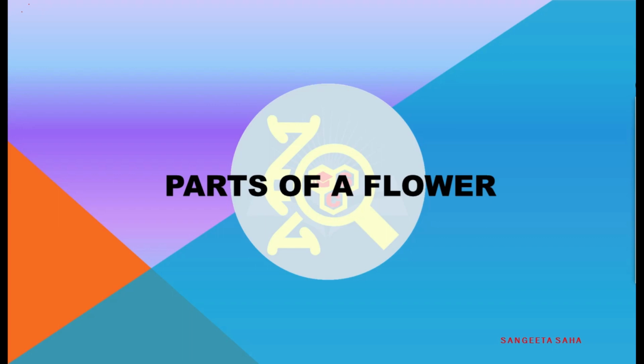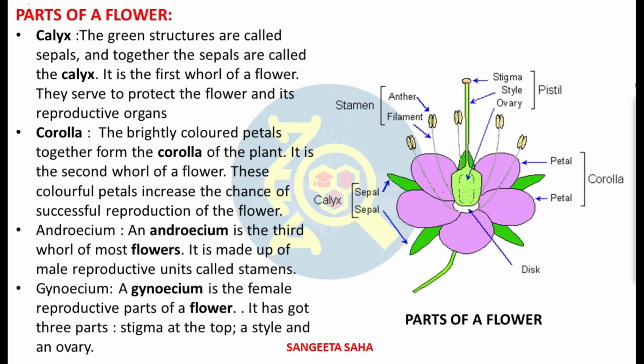Hello students, in the previous lesson you have learned about the morphology of leaf. Today you are going to learn about the different parts of a flower. Now before I go into details regarding the parts of a flower, you need to know what is a flower. A flower is a special part of the plant that facilitates the reproduction process through the production of seed. Now let's see the parts of the flower.